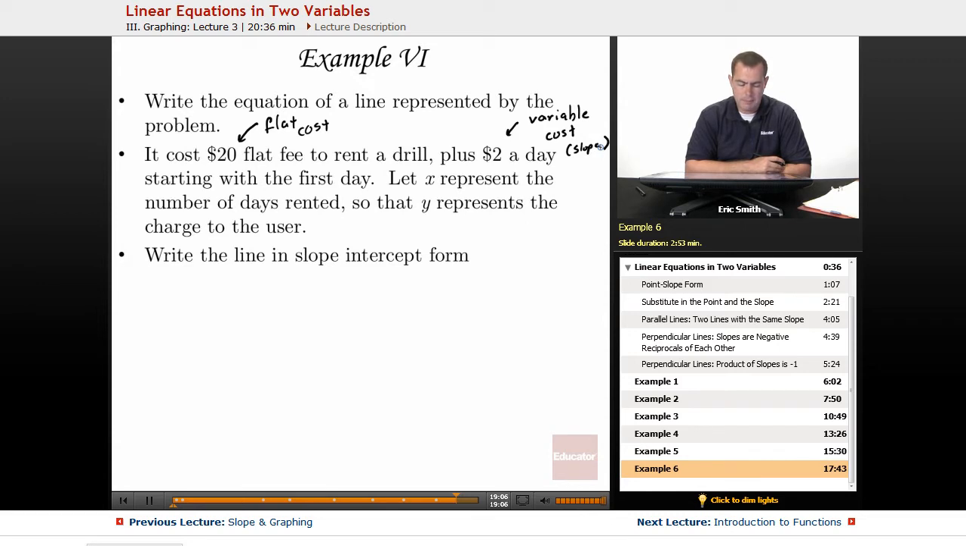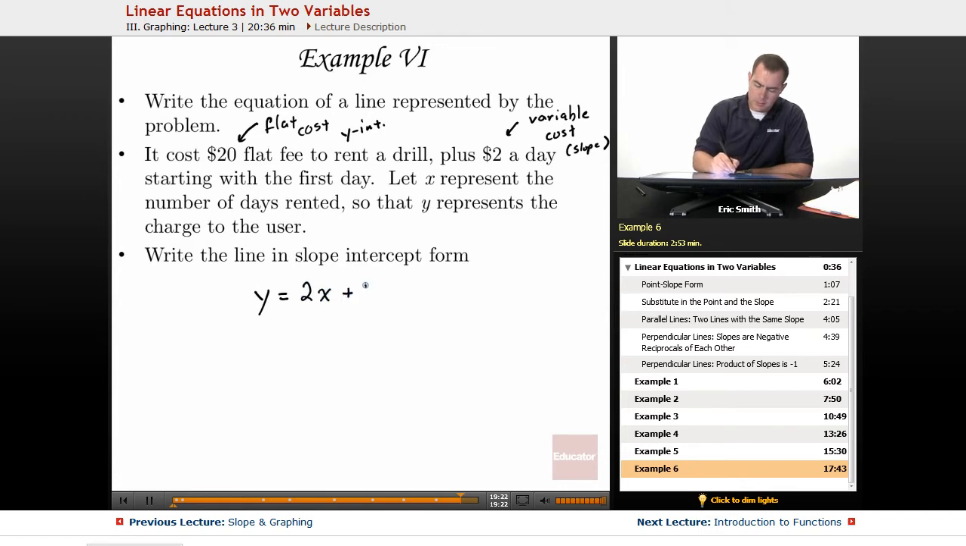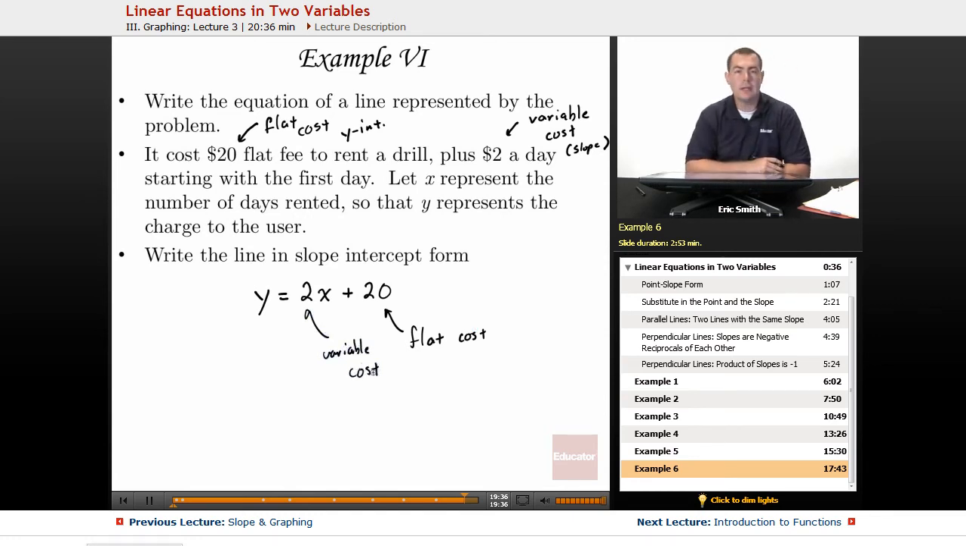Well, what happens with that flat cost? We'll be charged that no matter what, so that is like our y-intercept. So I guess we can just drop in our variable cost. We can drop in our flat fee. Now what we're left with here is the equation of a line, but it represents how much we end up charging the person. And we can see this by just substituting in some values.